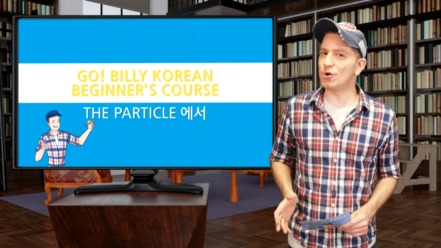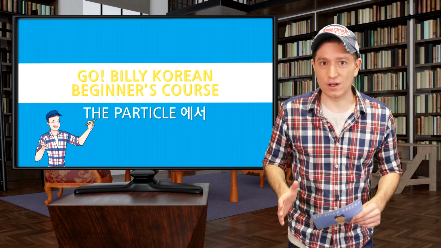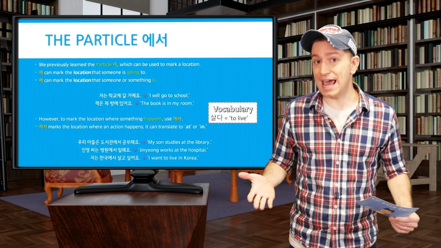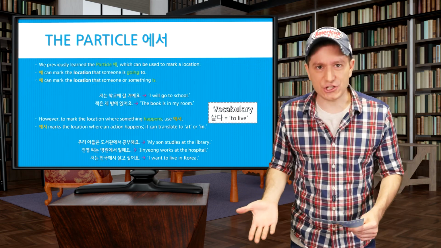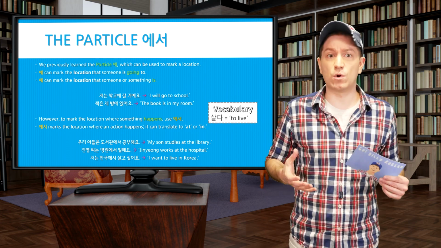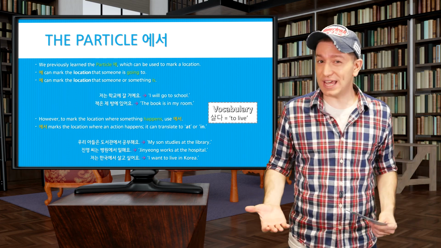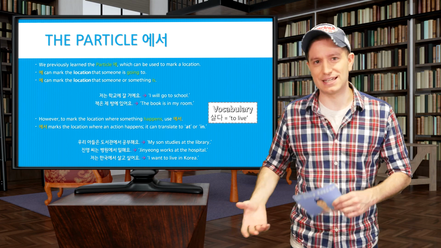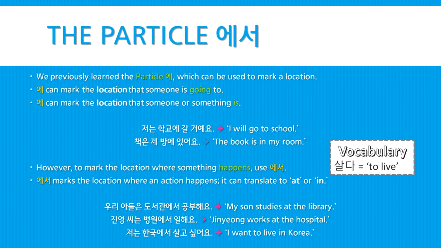Welcome back. Today we're going to learn about the particle 에서. Now we've already talked about the particle 에, which is used for marking a location. This can be the location that someone is going to, or the location that someone or something is. So here are two examples.